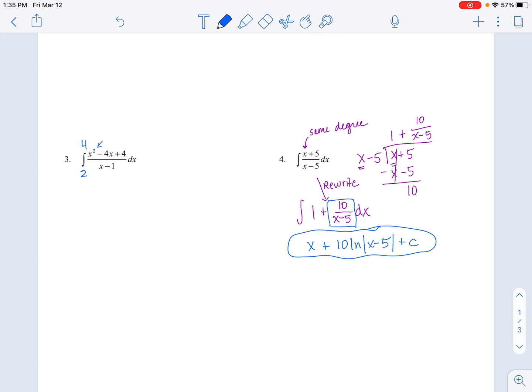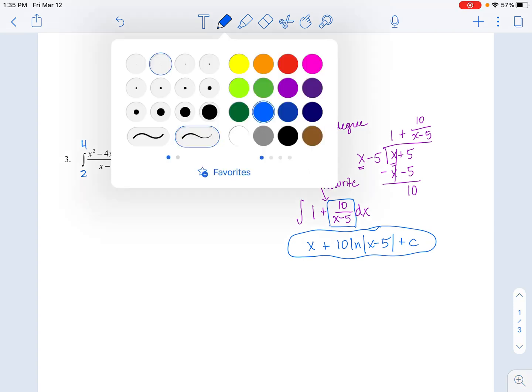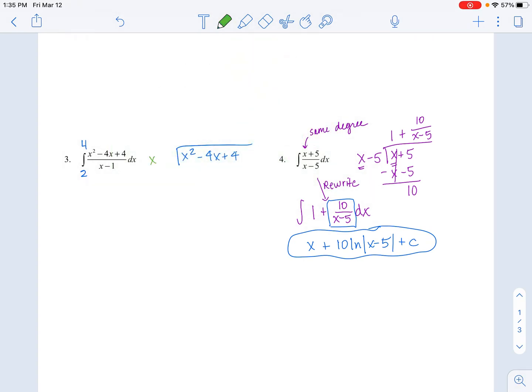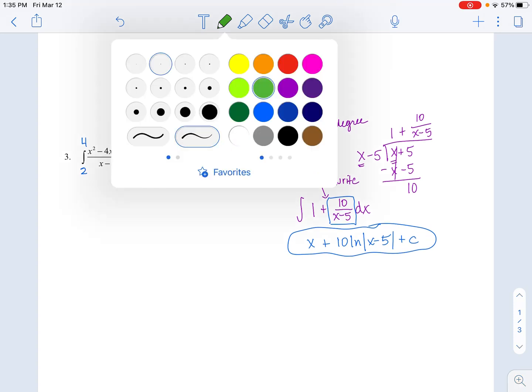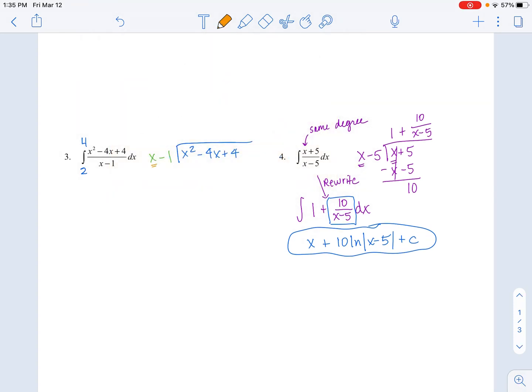We see that the top degree is a 2 and the bottom is a 1. So therefore, I know I'm probably going to have to use long division. So I'm going to set this up: x squared minus 4x plus 4, divide. I like to use all these colors because since I'm not there to point and explain to you, I feel like the colors might make it helpful.